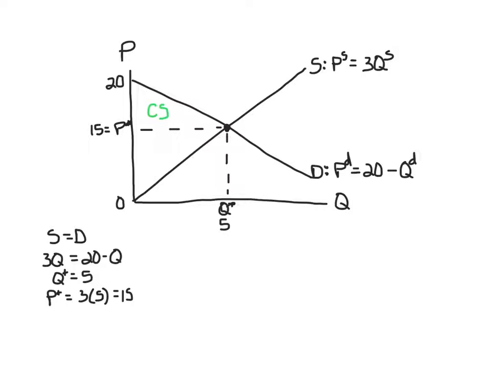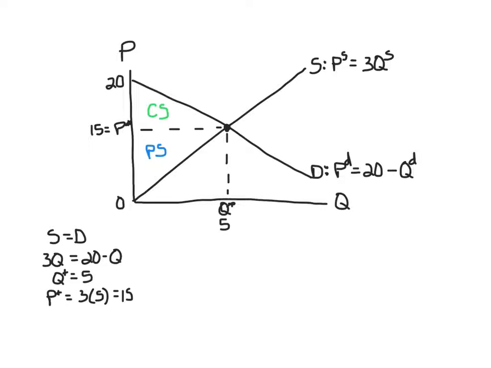Right? And then similarly, the producer surplus is given by this triangle. Right? Again, it's the difference between the price that the sellers get for their product and the minimum price they're willing to accept, which is given by the supply curve, which represents their marginal cost of production. So anything that they receive above that minimum selling price is considered producer surplus.